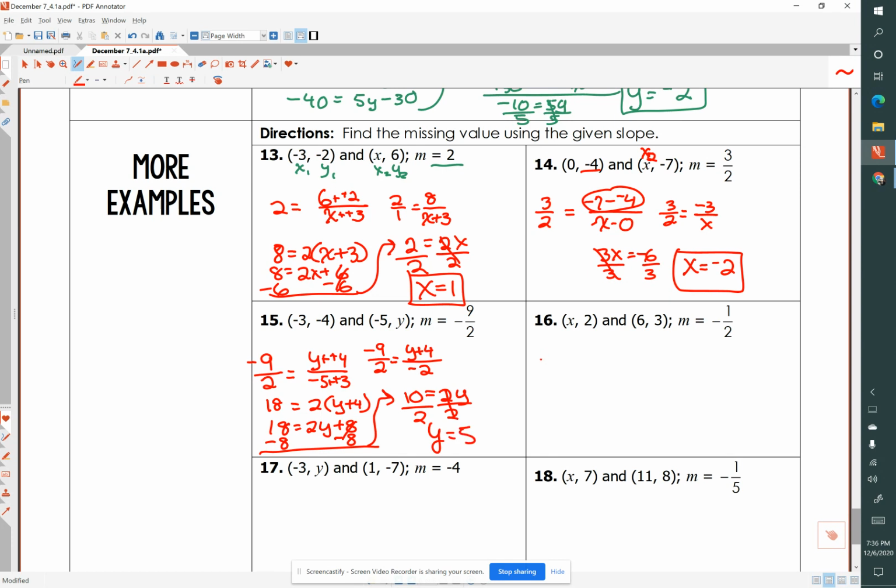Okay, number 16, m equals negative 1/2. So I'm going to change the color so it doesn't all run together. So we have negative 1/2 equals y2 minus y1, 3 minus 2, divided by 6 minus x.